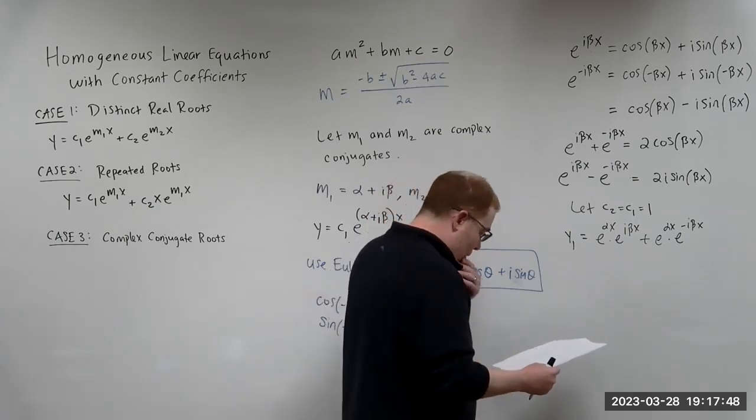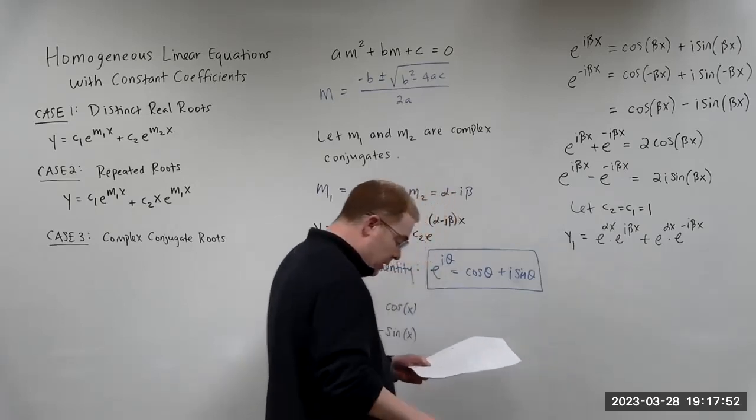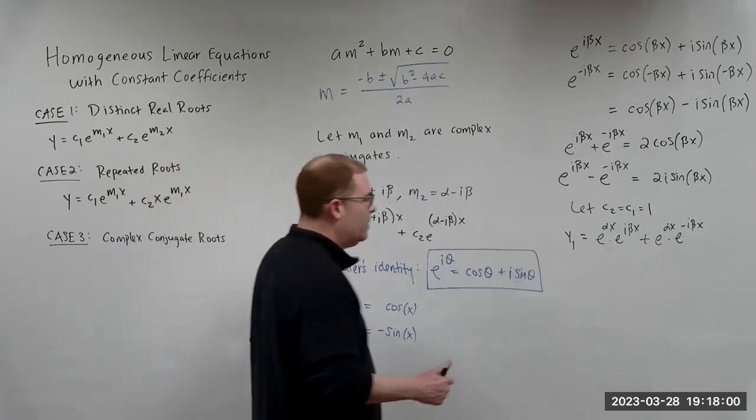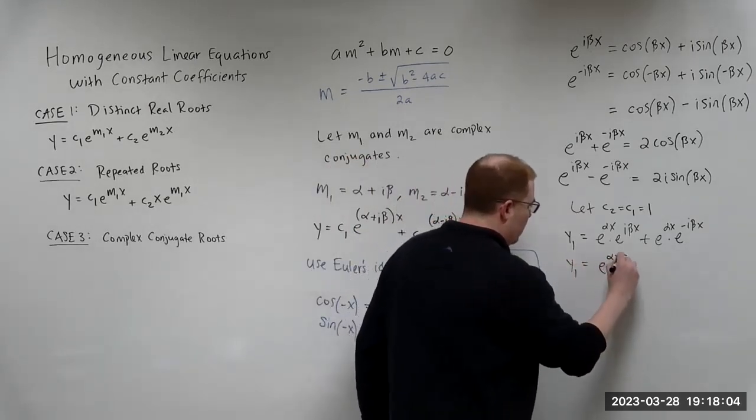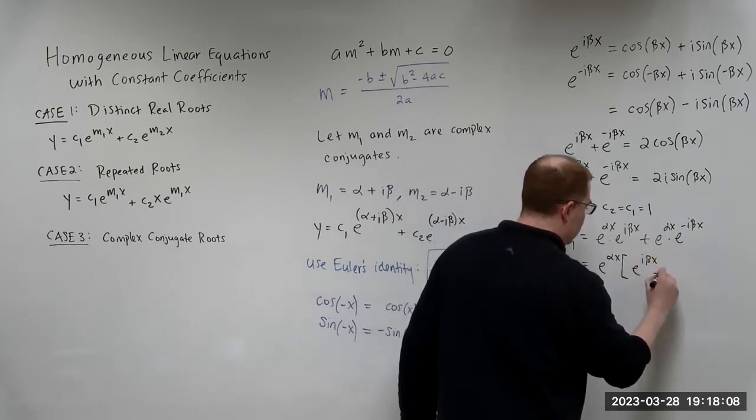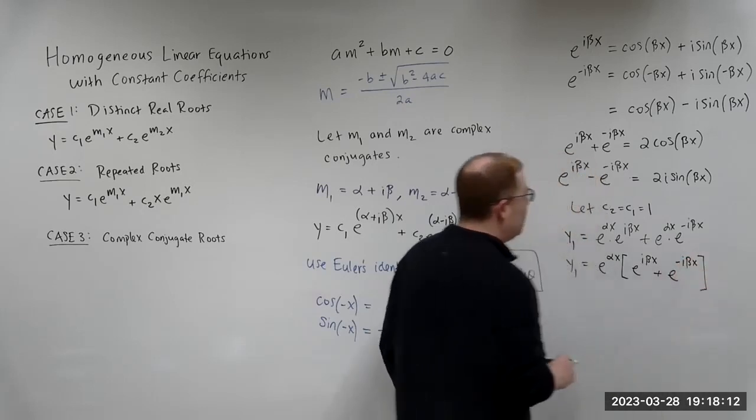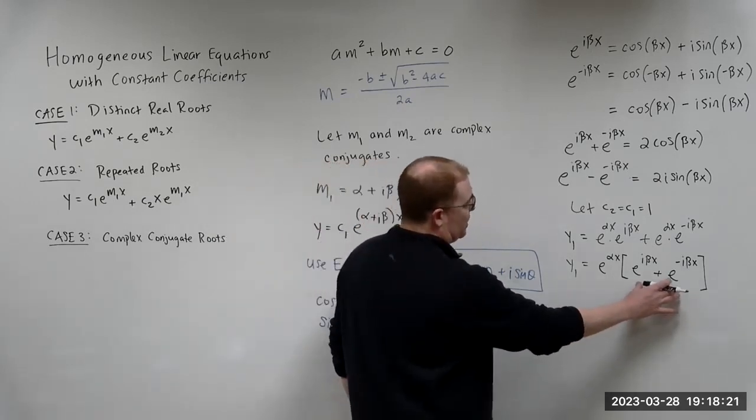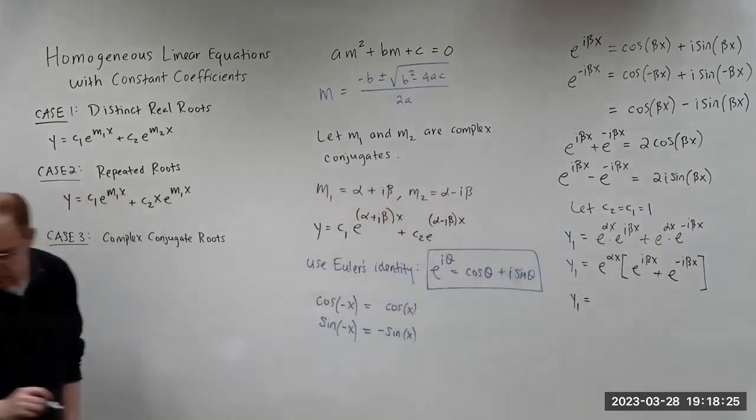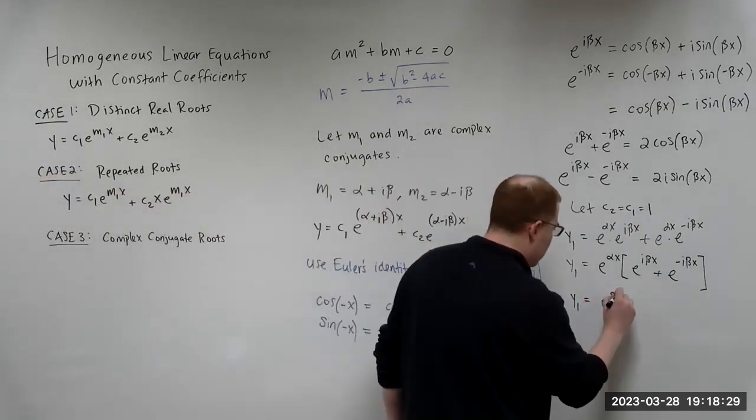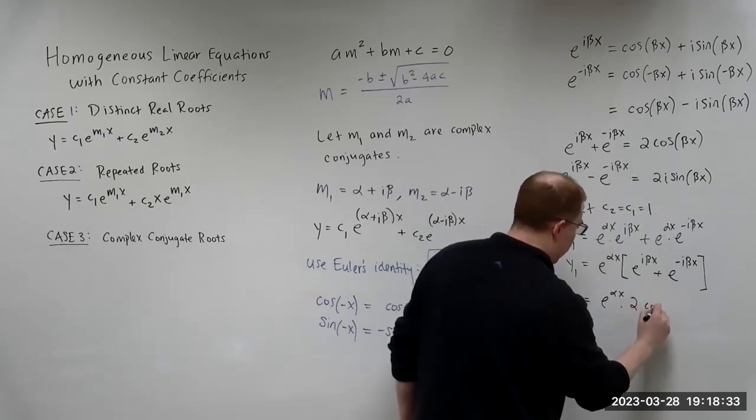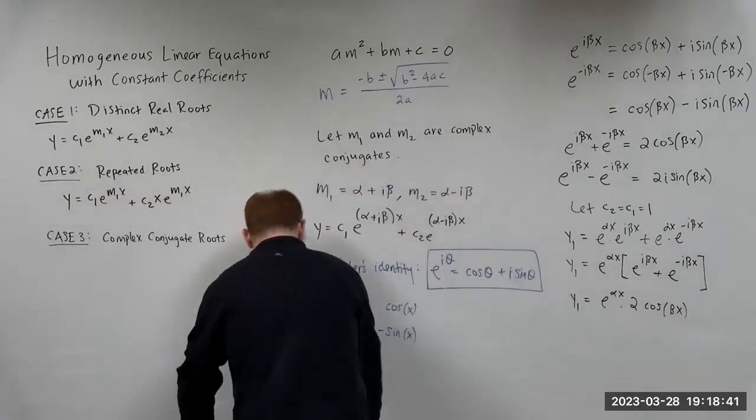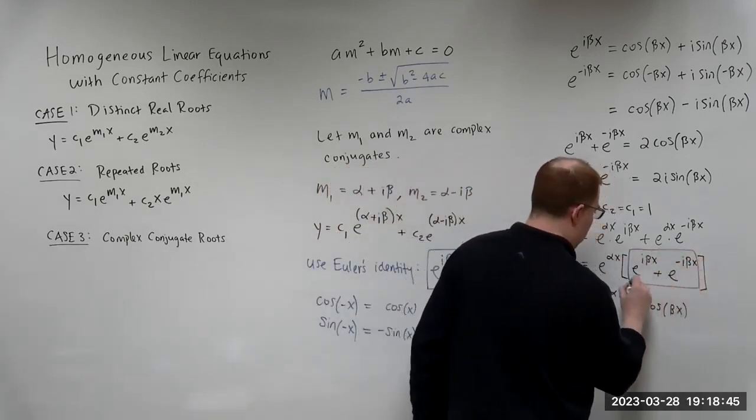Let's see what's the best way to go from here. Let's go ahead and factor out e to the alpha x. Notice that this right here is what is to be replaced by this. So we have y1 equals e to the alpha x times 2 times cosine beta x. So basically, this is getting replaced by this.